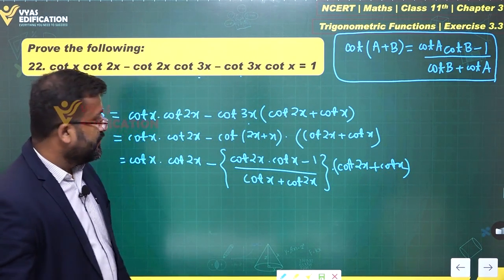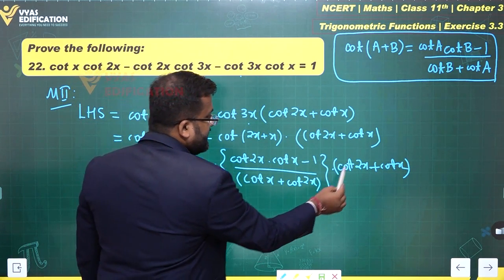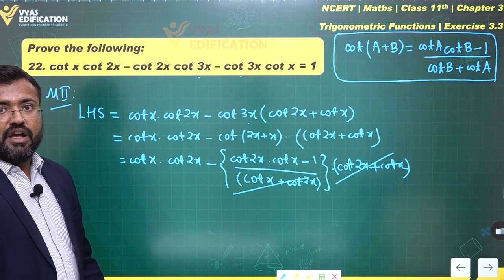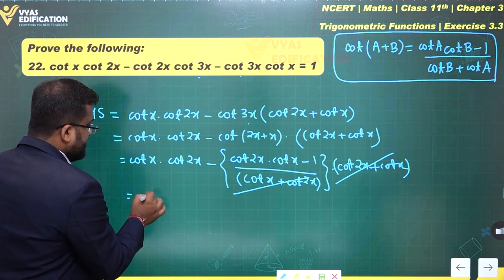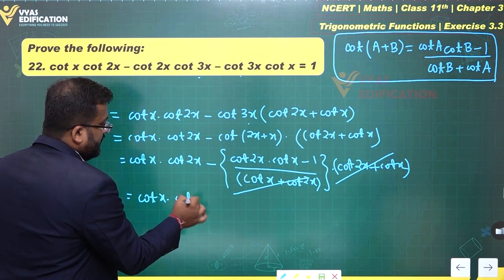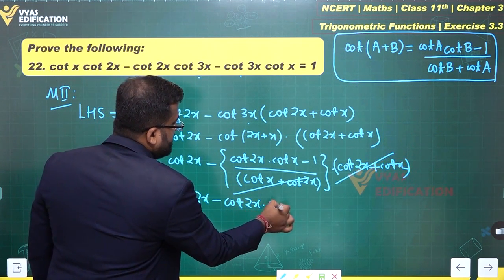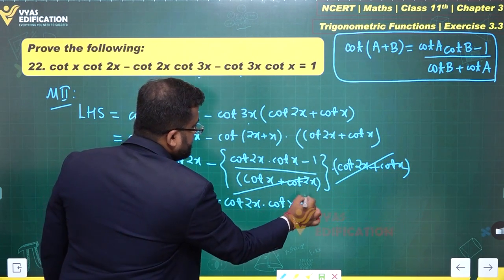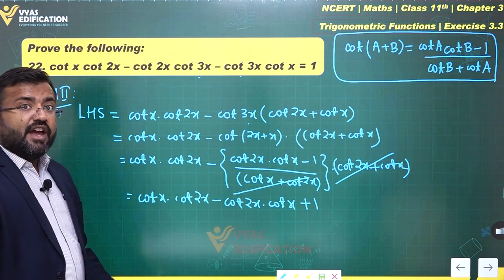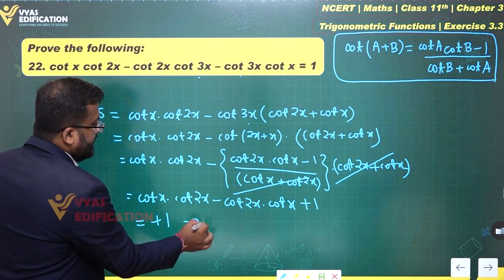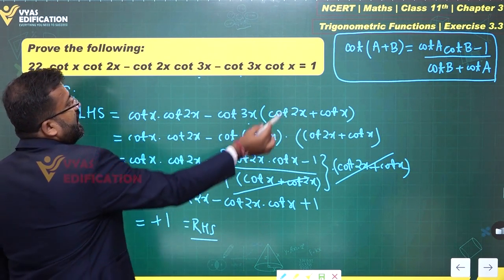So again in multiplication, I see this bracket, I see this bracket there. In multiplication, these terms will get cancelled, right? The same. And what else remains is cot x times cot 2x minus cot 2x times cot x, and minus minus becomes plus, this becomes plus 1, and you observe that these two terms get cancelled, and what you get is a plus 1, which is equal to the RHS.